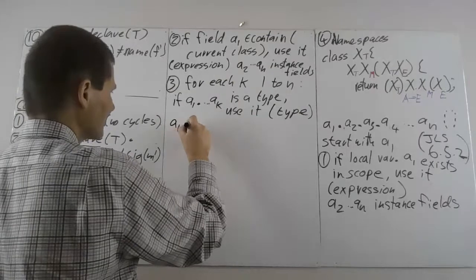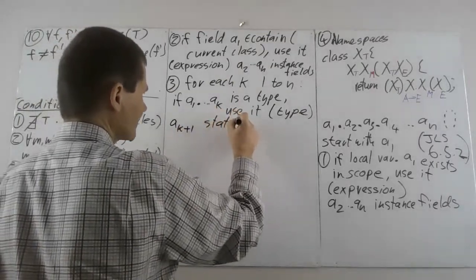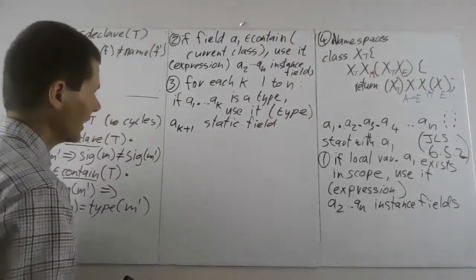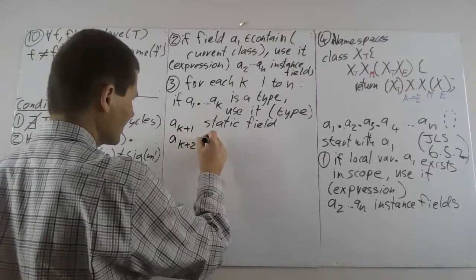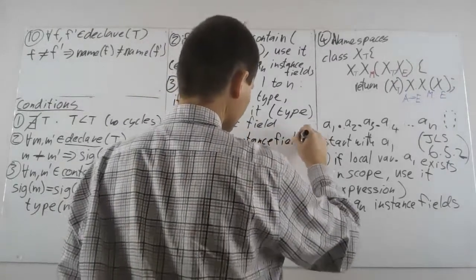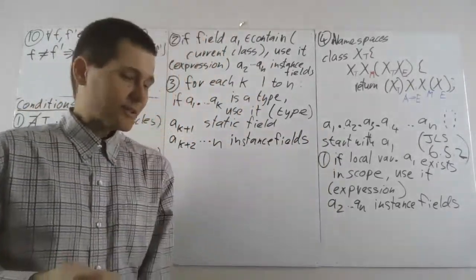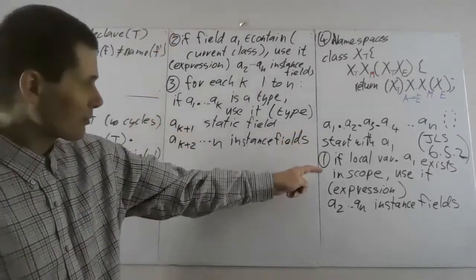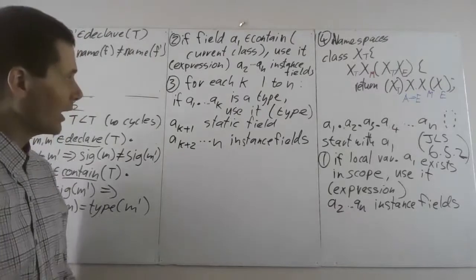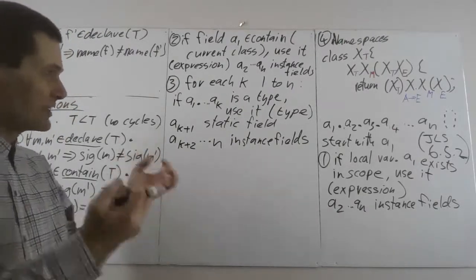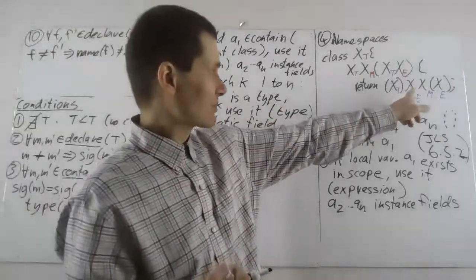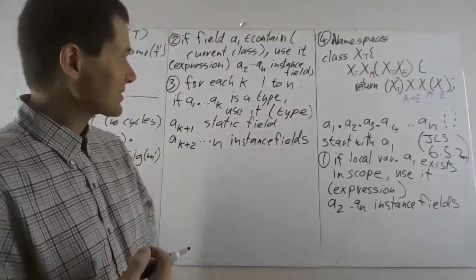So AK plus 1 has to be a static field, or it could be a static method if it's at the very end and there's parentheses. And then AK plus 2 and up to n are going to be instance fields. Okay. All right. And so the point is that you apply these rules, one after the other, 1, 2, 3, and then in rule 3, you start with shorter prefixes and you try to go to longer prefixes. And the point is that without a precedence order like this, some of these names would be ambiguous. Like this one could possibly be ambiguous if you had a static method X in that class.